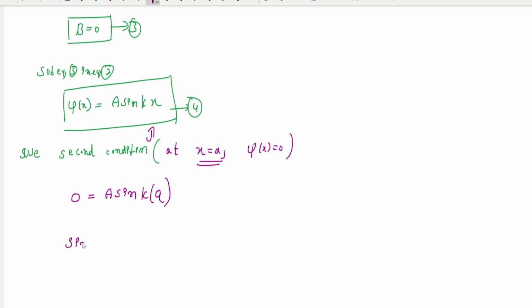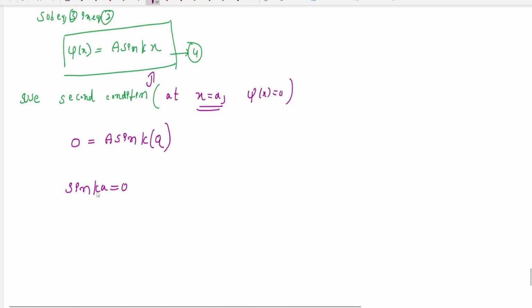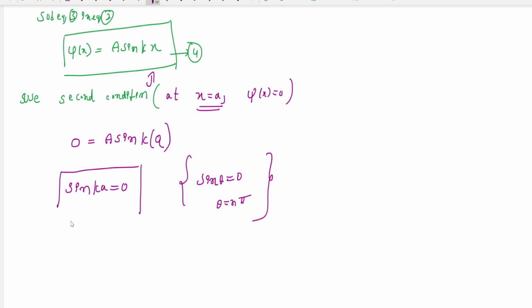So then sin ka equal to 0. Then what is the ka value? We know sin theta equal to 0. What is the theta value? Theta is equal to n pi, right? For every n pi value. So by using this equation, after getting sin ka equal to 0, what is the theta value here? Theta is ka. So that is n pi, right? Then I can use this one.